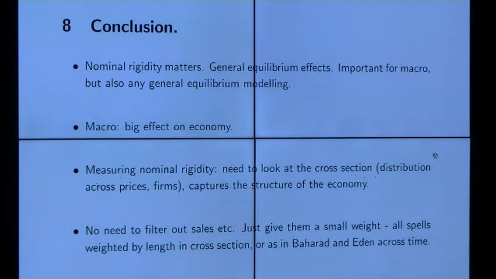So how do we measure nominal rigidity? Well, I would argue that we need to look at the cross-section, the distribution across prices or firms, and that this is the best way to capture the structure of the economy, how the economy is behaving, because it's the firms, how they behave, which determines how the economy behaves. And that structure of nominal rigidity is best captured by looking at the cross-section. And this implies, I think, a better way of looking at it than the current orthodoxy, where you filter out sales and you look at reference prices. I mean, the cross-section is in effect a filter. It does give less weight to sales, but I think it just makes more sense intuitively. And it can also be used where there's just one price, and it's equivalent to the aggregation that Baharad and Eden suggested back in 2004, looking across time.